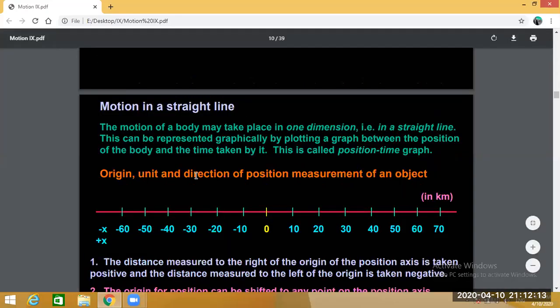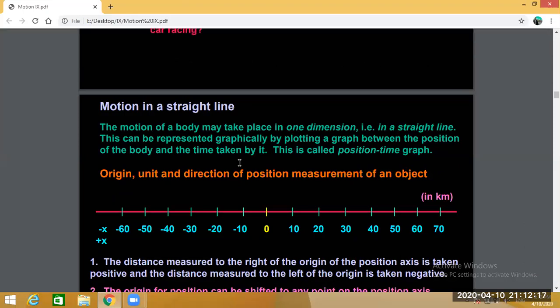Today we will discuss motion along a straight line. So far we have discussed reference point, distance and displacement. So now we will discuss motion along a straight line. The motion of a body.